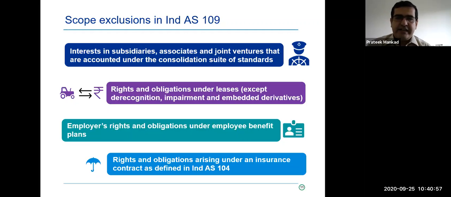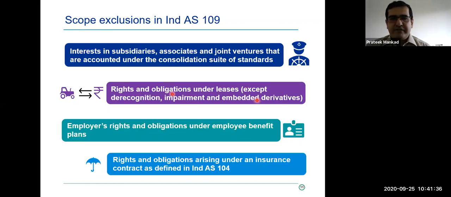However, if one reads Ind AS 116, it is silent on how you do provisioning if a customer is not paying lease rentals, or if there is a lease rental discounting, how you account for that transaction. Those transactions are not covered under Ind AS 116. For those transactions, we come back to Ind AS 109. And that is why you see that rights and obligations under leases are out of the scope of 109. However, except derecognition, impairment, and embedded derivatives.